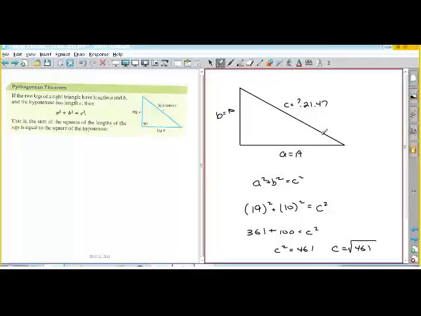If you're ever walking and you decide to take a shortcut, you can see why taking a shortcut across the field is much easier. If you go around the field, you're going to add these two lengths together: 10 plus 19 is 29, whereas if you take the diagonal, you only have to walk 21 units, whatever those units are.